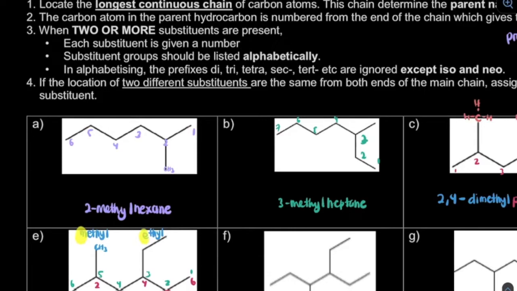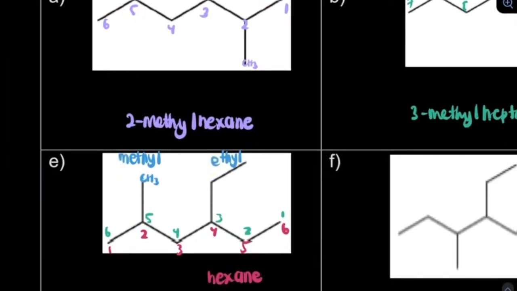Ada M dengan E. So between M dengan E, mana yang dulu? Is it M ataupun E? Is actually your E lah. Okay, so first nama kita kena labelkan ethyl dulu. Ethyl pada carbon number berapa? Carbon number 4. Again, between number dengan alphabet kena guna dash. Okay, and then we have our methyl. Okay, methyl pada carbon number 2.